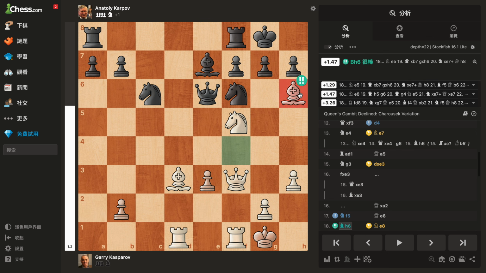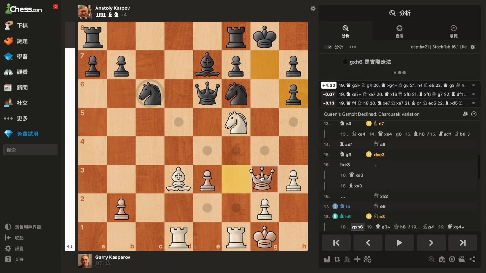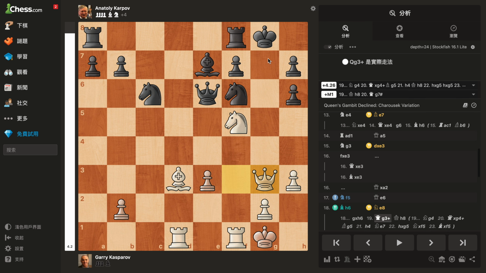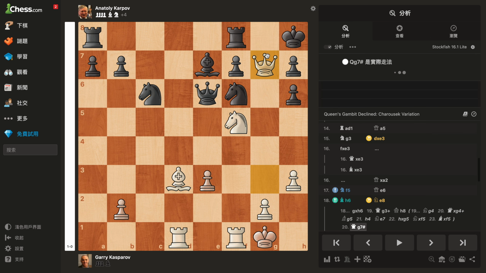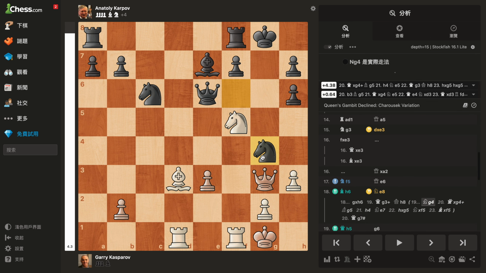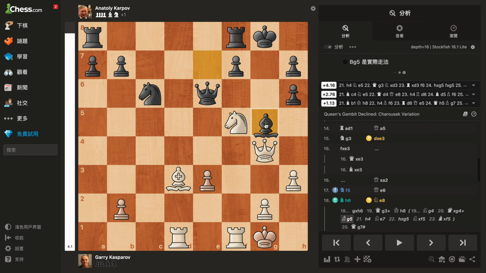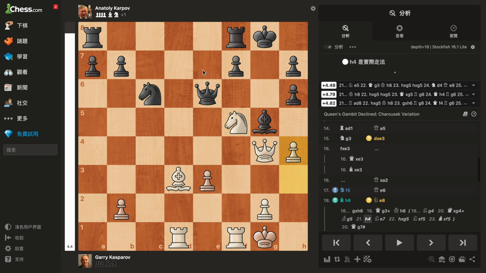Now the first brilliant move, bishop h6. Can you see the idea behind it? Pause the video. So the idea behind this is, after taking, you have queen g3 check, and there's this mate. So you have to give back the knight and give back the bishop for it.